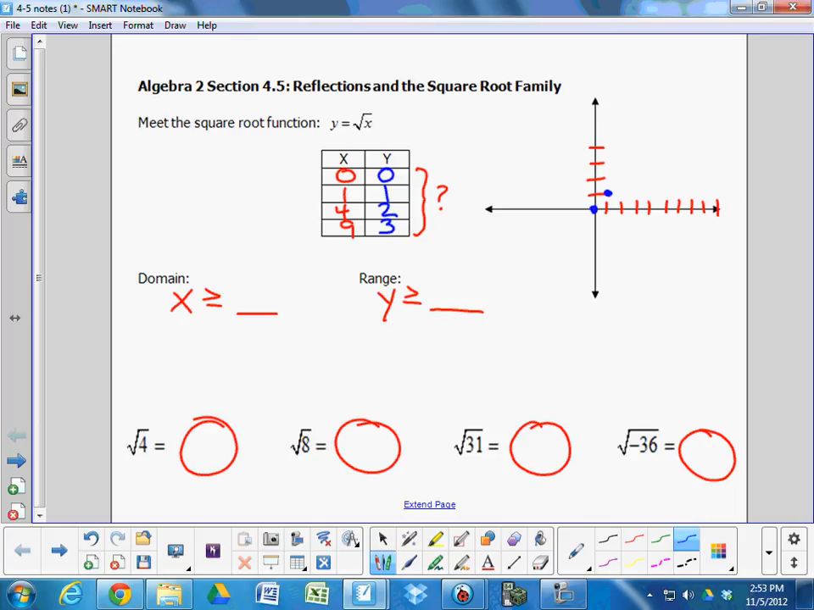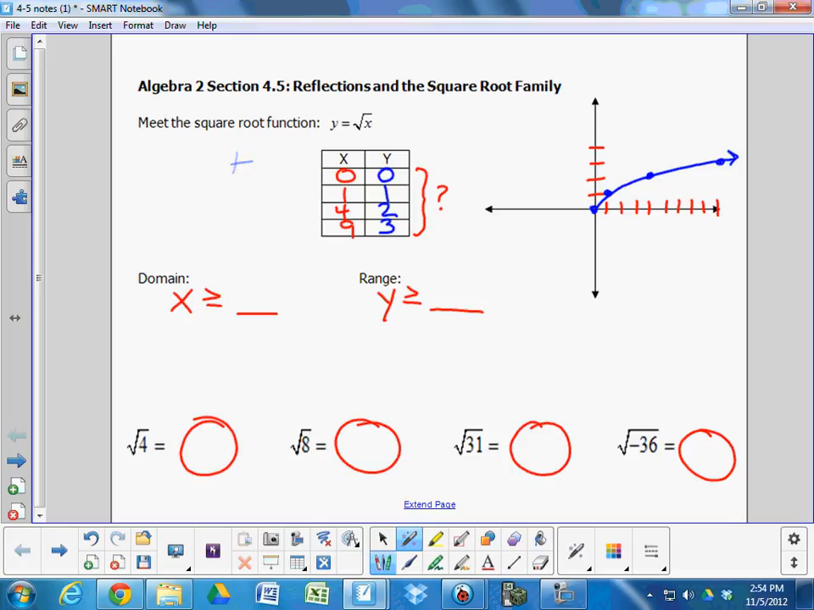1, comma 1. 2, 3, 4, comma 2. And 9, comma 3. And what you have is half a parabola laying on its side. I say half a parabola only because we do not also plot 1 or negative 1, 2 or negative 2, 3 or negative 3. And the reason is, if we did, it wouldn't pass the vertical line test, and it wouldn't be a function. So the square root symbol is defined as the positive root only. Positive root only. All right?